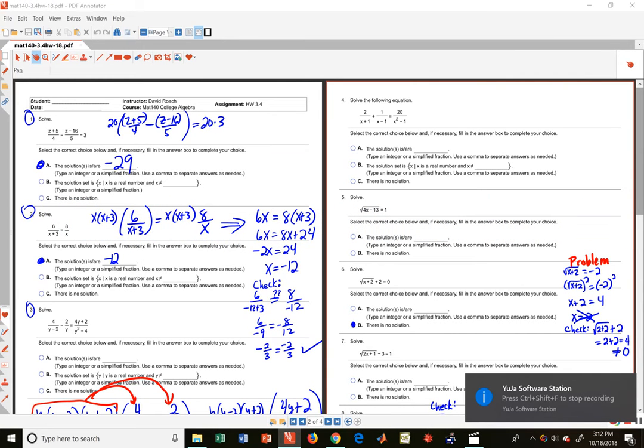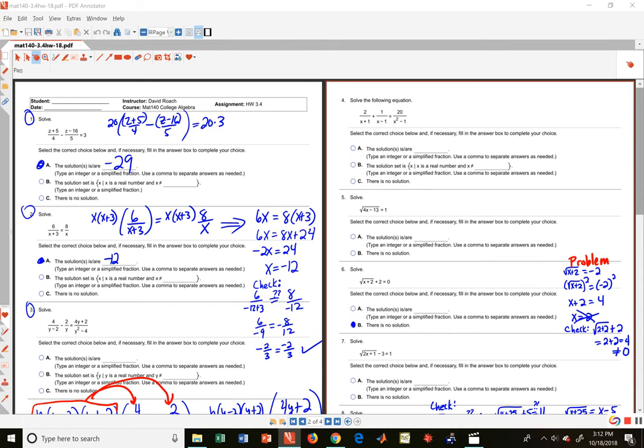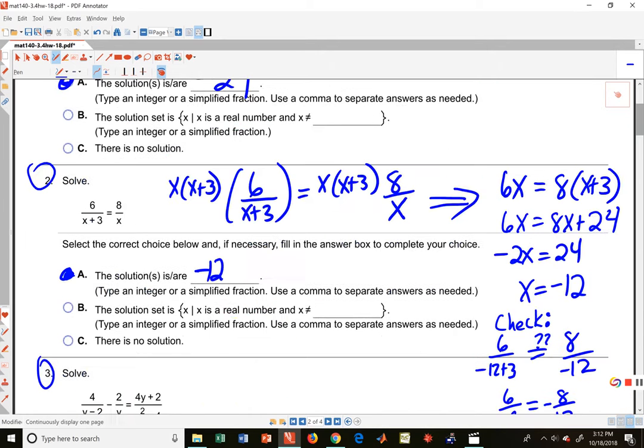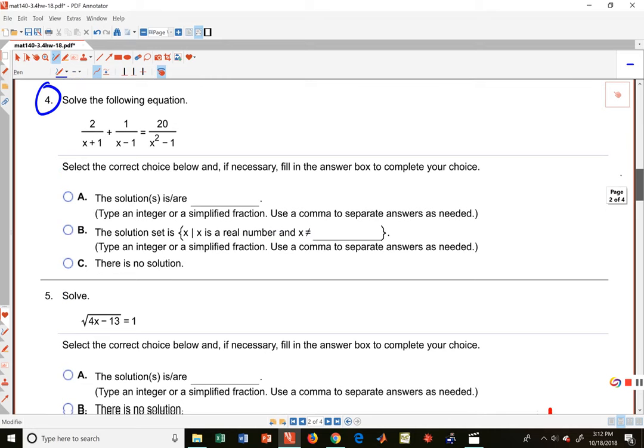Hey, I want to do a quick video from section 3.4. We're just solving equations, rational and radical equations. Let's do number 4 here. Let me make it a little bit bigger, and let's see here.